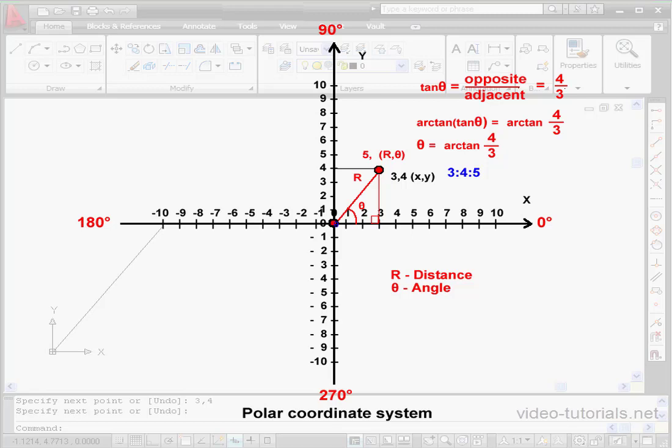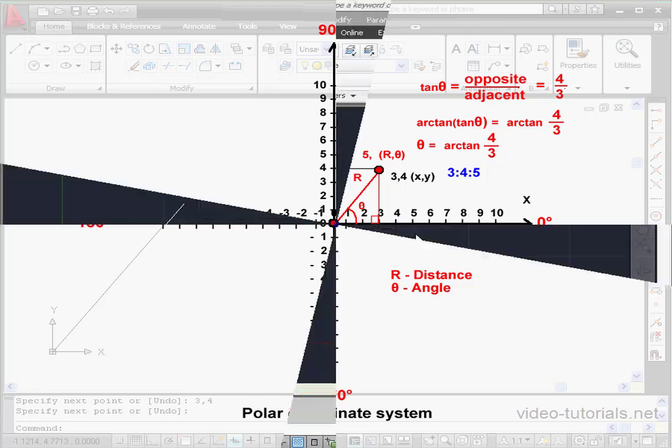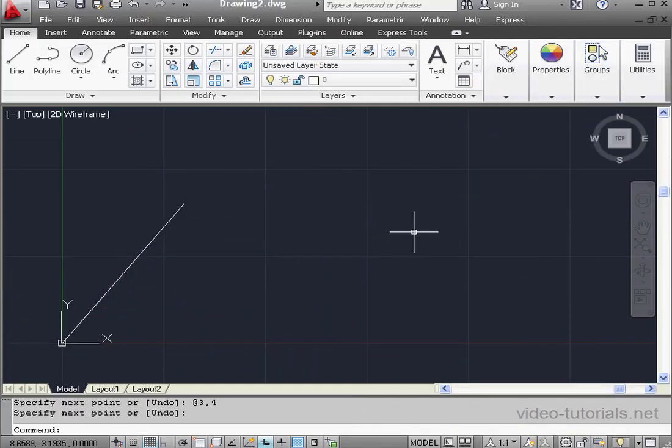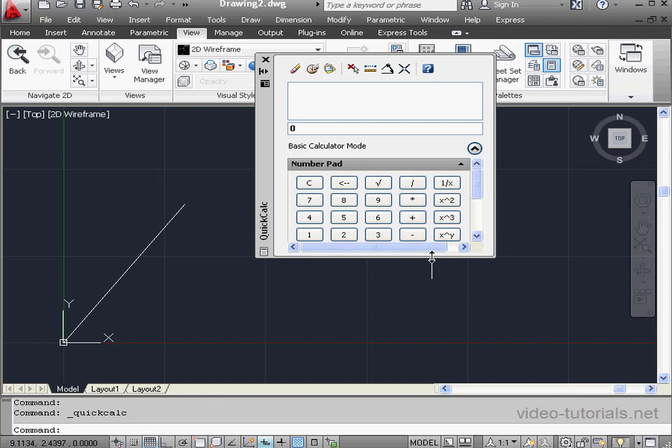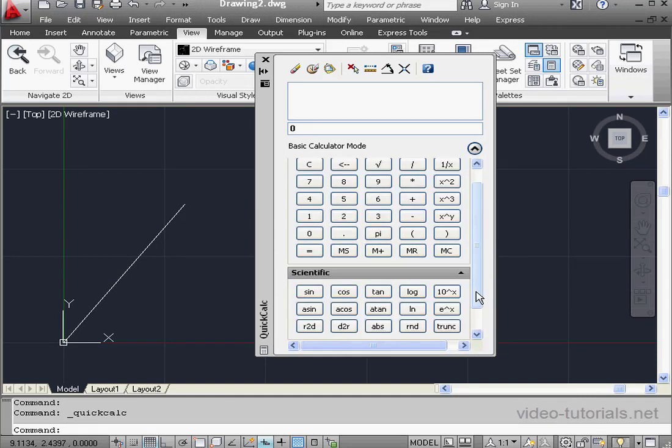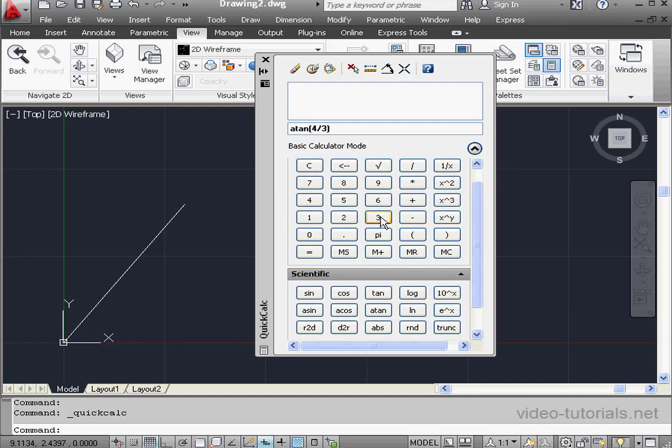All right, let's return to AutoCAD now and perform this calculation. Let's go to the View tab. Palettes panel. Here's the Quick Calculator tool. Scroll down the calculator to the Scientific section, and let's expand it. Click on the arctangent function. Type our argument within parentheses, 4/3, and press equals or enter. Here's our answer. Theta equals approximately 53 degrees.